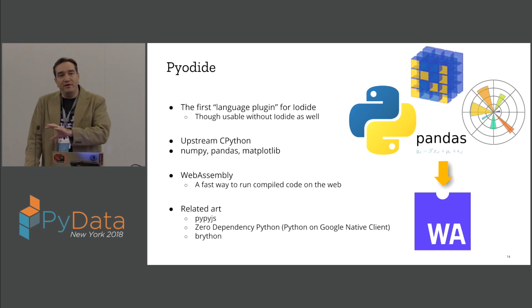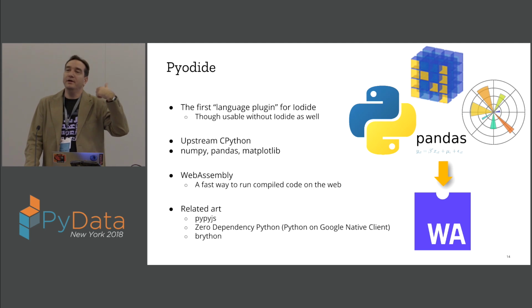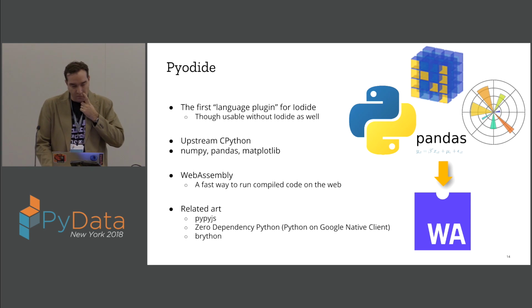There are some related projects here. This is the first project I'm aware of that really is data science focused and tries to get the data science stack working really well. But there's PyPy.js that brings PyPy into this environment. It has the same pros and cons that PyPy has, right? There was Zero Dependency Python, which was an attempt to do this with Google Native Client. Google Native Client has sort of been subsumed by WebAssembly. It's basically dead. And then there's Brython, which does something different. It actually transpiles Python into JavaScript and then runs it. So it's not a proper upstream CPython. You wouldn't get NumPy. You wouldn't get those other things.